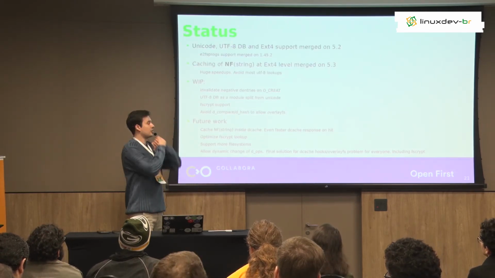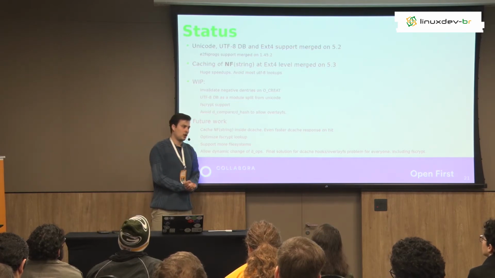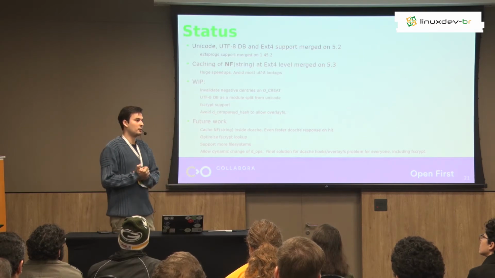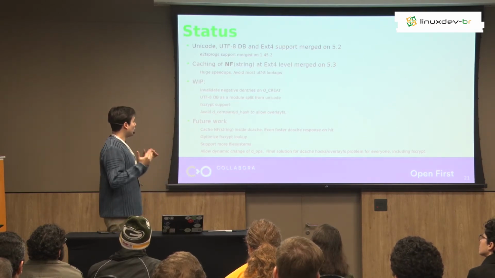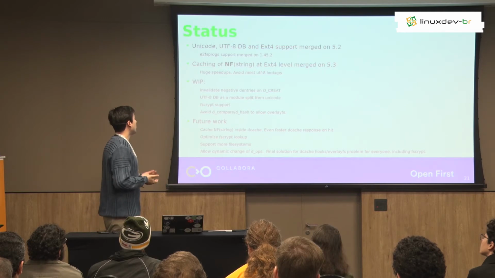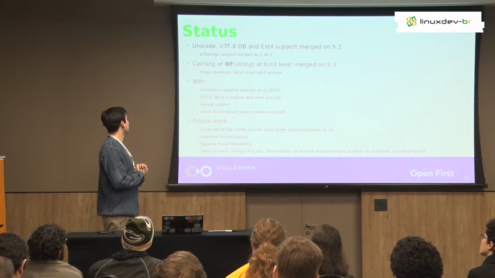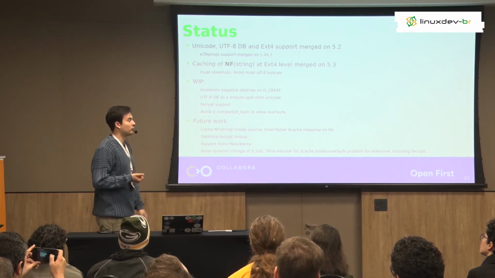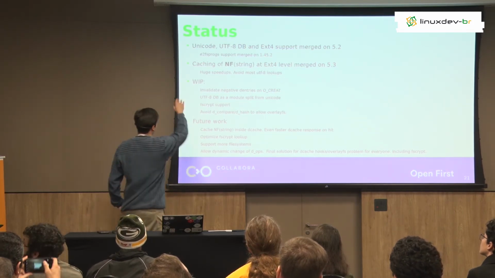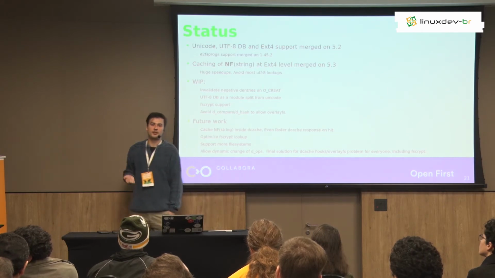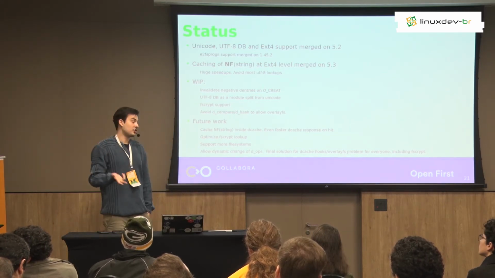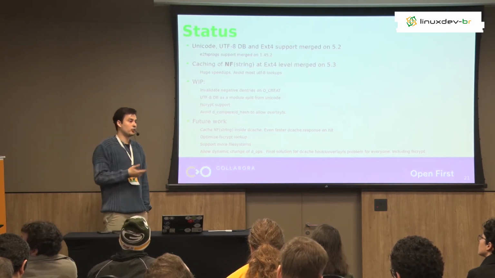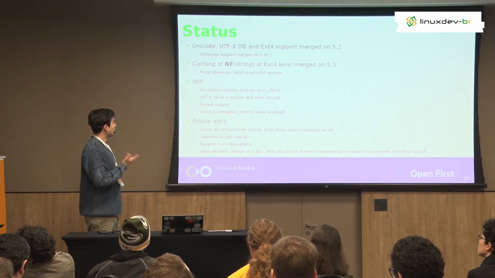Anyway, just the status of where we are right now. We did a lot of things, we have a lot of things merged, and we have some problems to fix. Basically, we have all the support to use this feature right now merged in 5.2 and already released. The Unicode subsystem, the UTF-8 database, and the Ext4 support are all there. Support for E2FS programs, which includes MKFS, FSCK, and chattr, which allows you to enable the feature, are all available for everyone to use on 5.2.